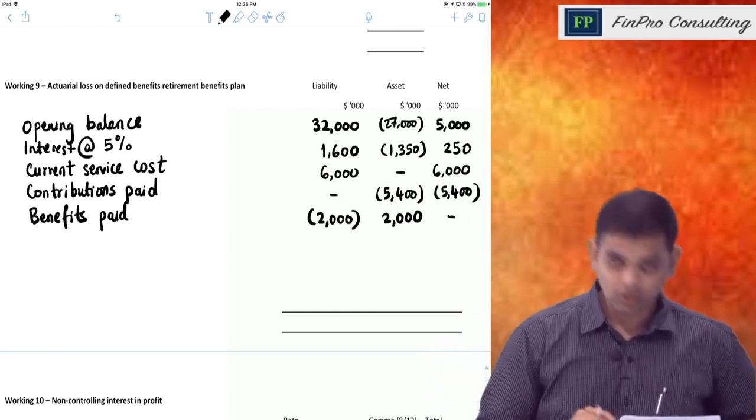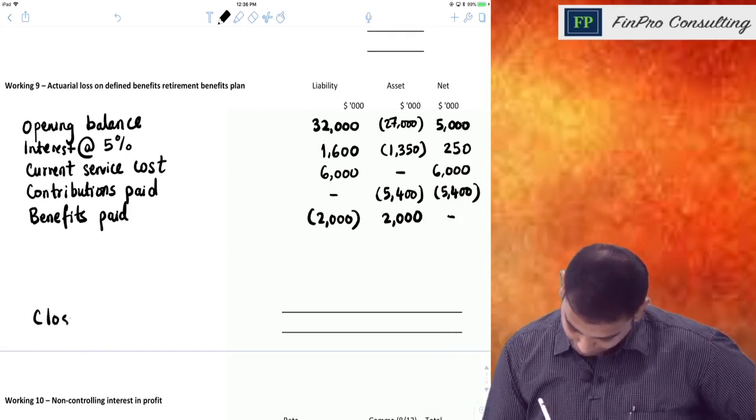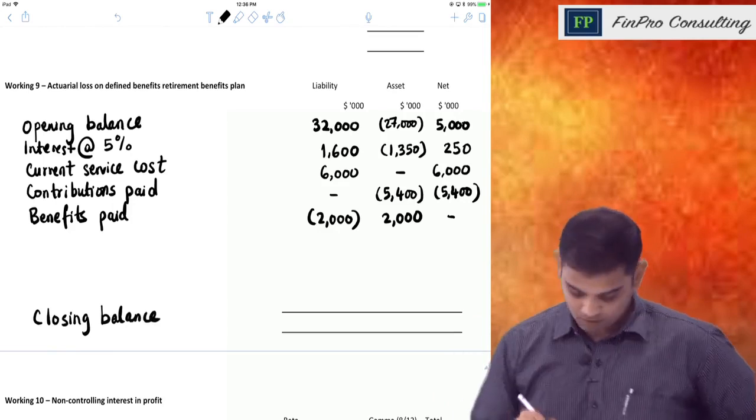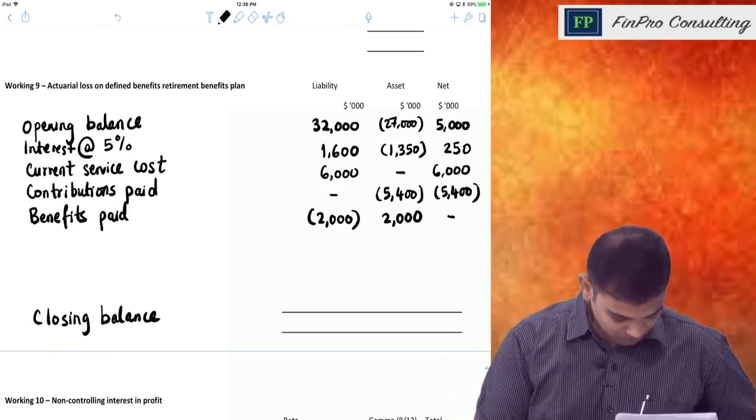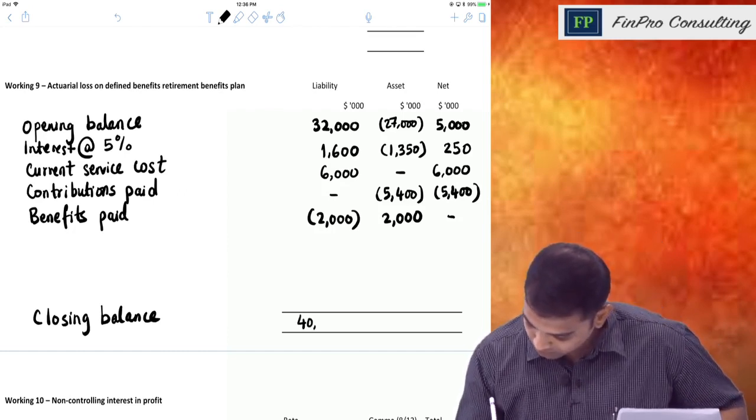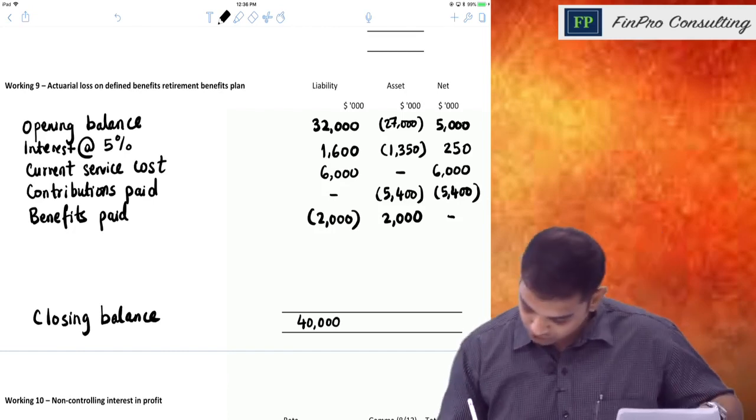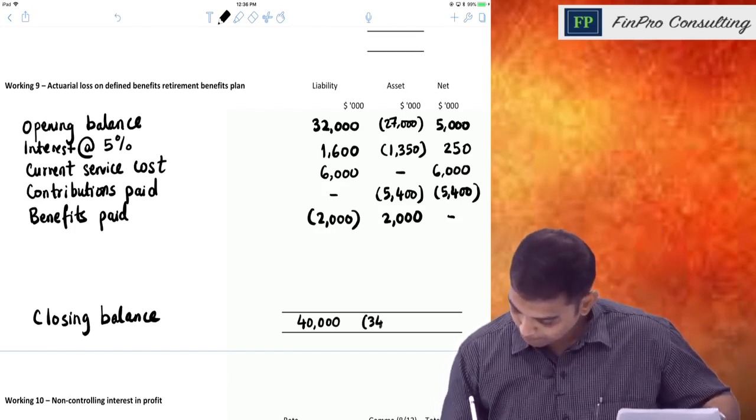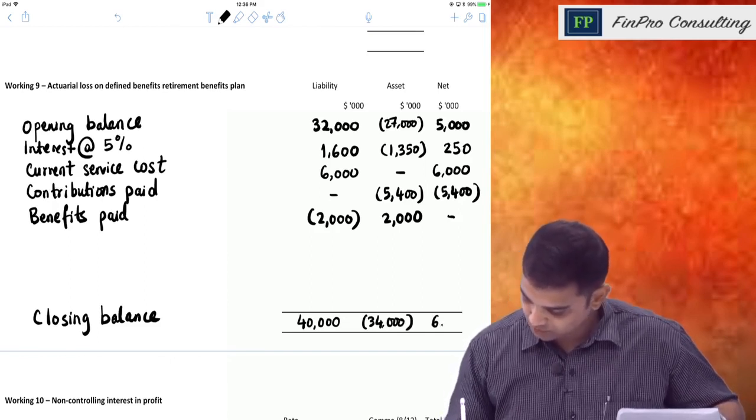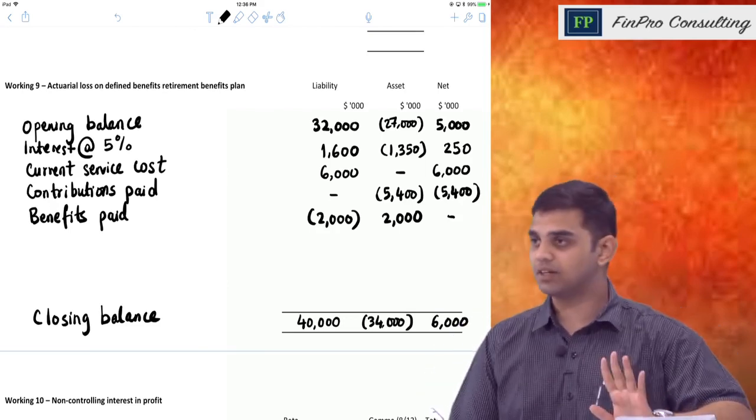Anything remaining? Yes. Closing balance. Given 40,000 for liability and for asset 34,000. So balance net liability is 6,000. Now what is the balancing figure?